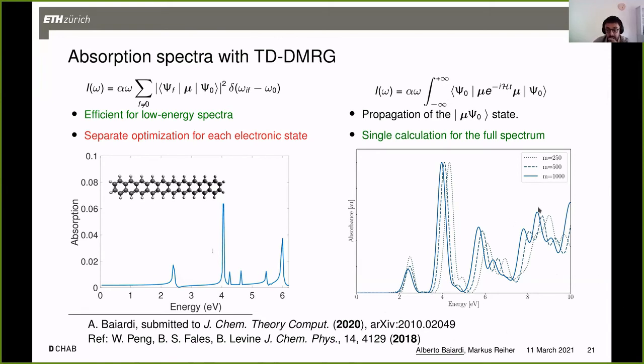And as you see, the convergence with M is slower than conventional DMRG, but most of the difference in the last increase of M is a vertical shift of all the energy. So this suggests that TD-DMRG can still offer an alternative route to simulate molecular spectra.